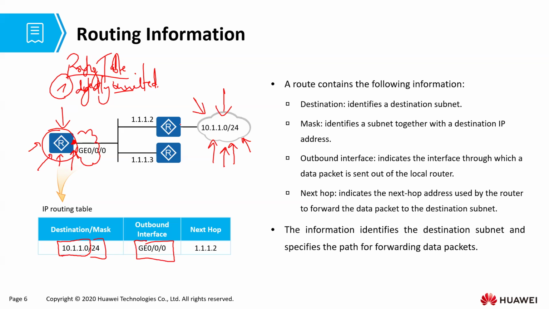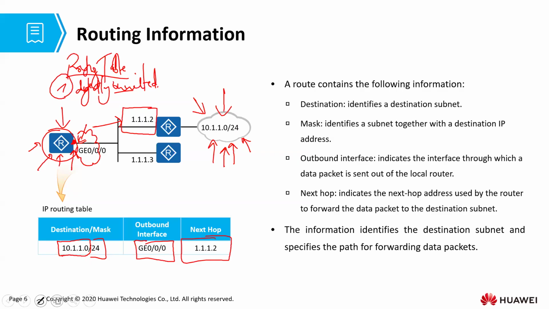Where do we forward it out of? We forward it out of this interface, and that is what we call the exit interface. Then the next hop defines the IP address where we are going to forward the packet next. So in this example, this is the next hop IP address.